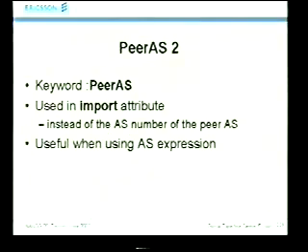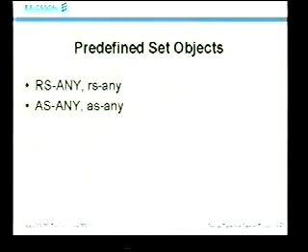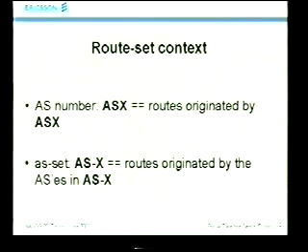There are some predefined set objects. Notice they are case-insensitive. RS-ANY is all the route objects in the routing registry. AS-ANY is all the autonomous system objects, the aut-num objects in the routing registry. And as I said before, in the route set context, in the filter context, ASX is the routes originated by ASX, and an AS set, AS-X, is the routes originated by the ASs in AS-X.